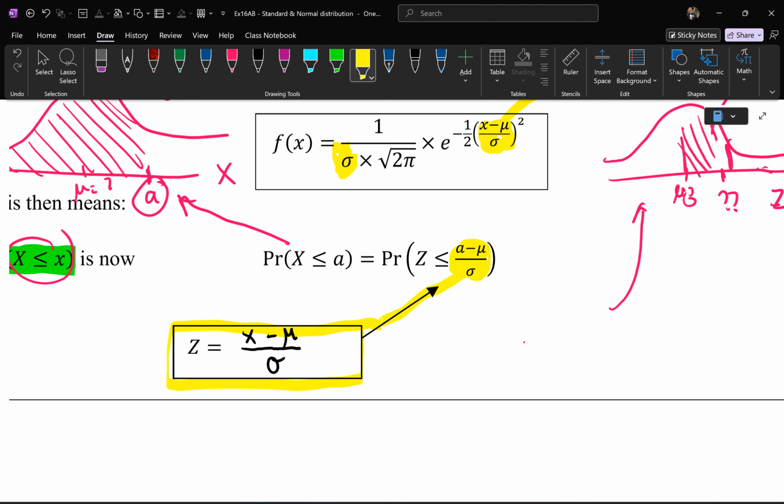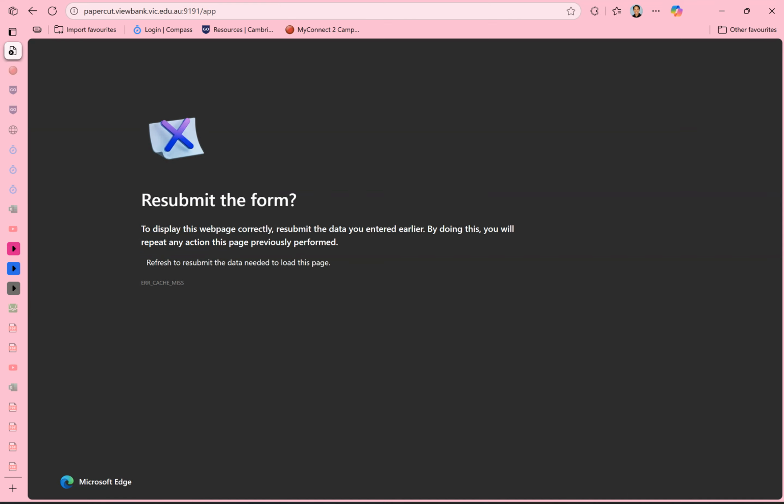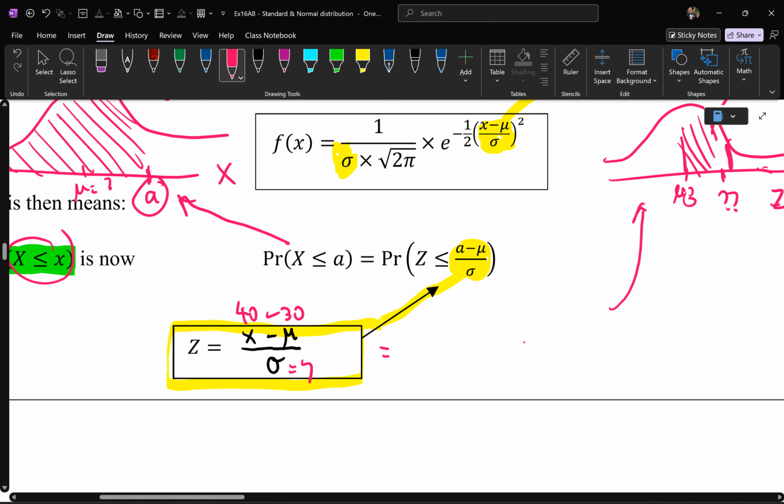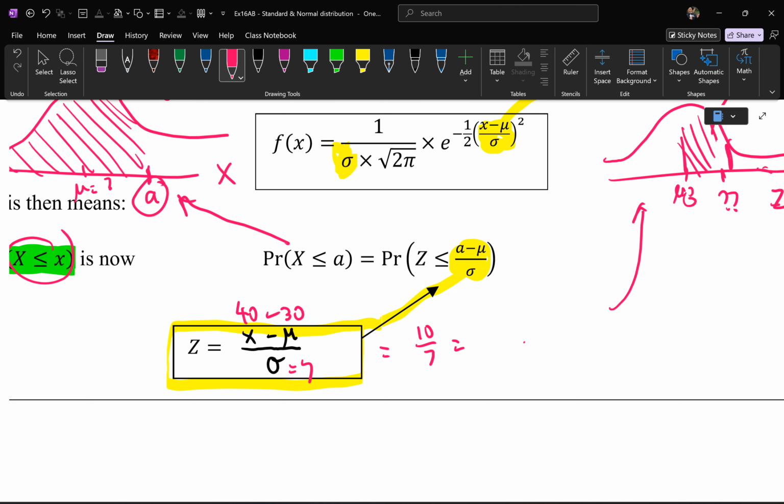So in our example, if you wanted to know what the z value is for a score of 40, 40 is the value that you want. That's the real data. The mean for getting a study score is 30. So 40 minus 30, and then divided by the standard deviation of 7. This will give you the z value. 40 take away 30 is 10, 10 on 7. So z is 10 on 7.